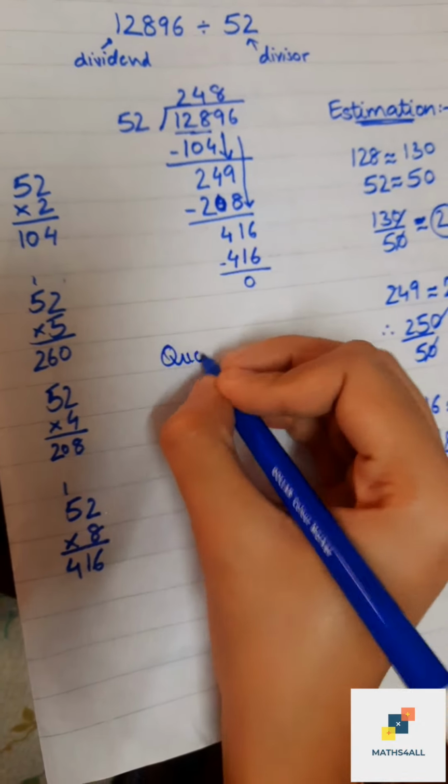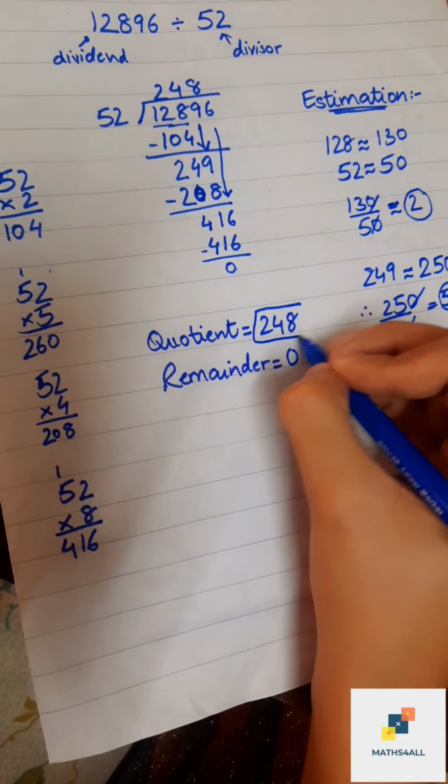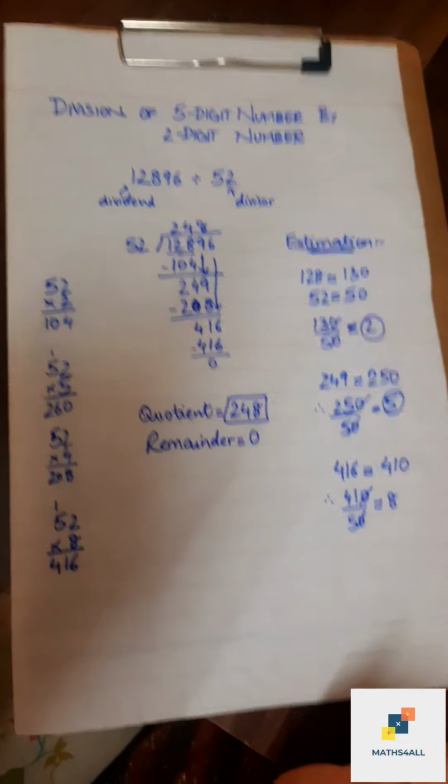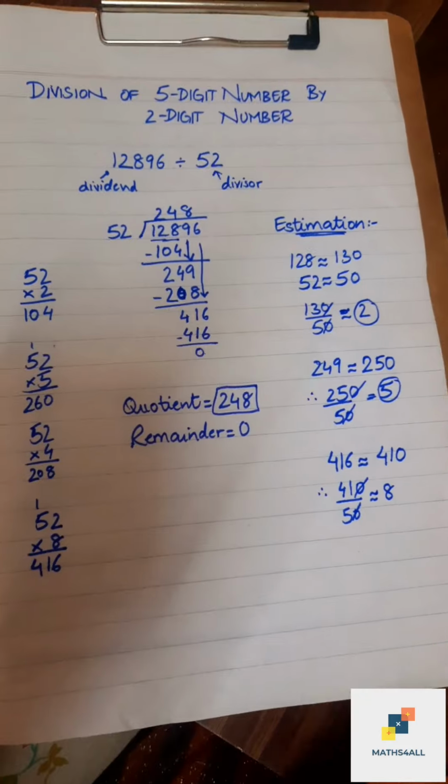So now we know our final answer, which is called the quotient, is 248, and the remainder is 0. So the estimation method is one of the many methods to use for long division.